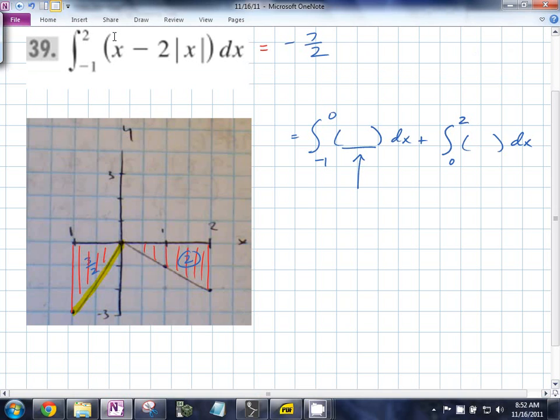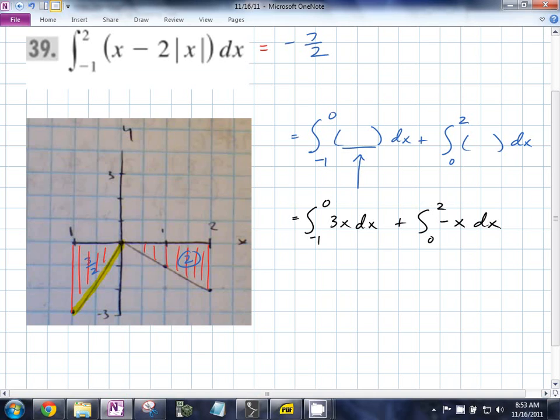3/2 x. Nope. 3x. The integral from -1 to 0 of 3x dx plus the integral from 0 to 2 of what? Down 2 over 2 is? -1. Negative x dx. The question is, where did those come from? How can you get those functions without actually making this graph? Where do those two functions come from? Where does 3x come from? Where does -x come from?